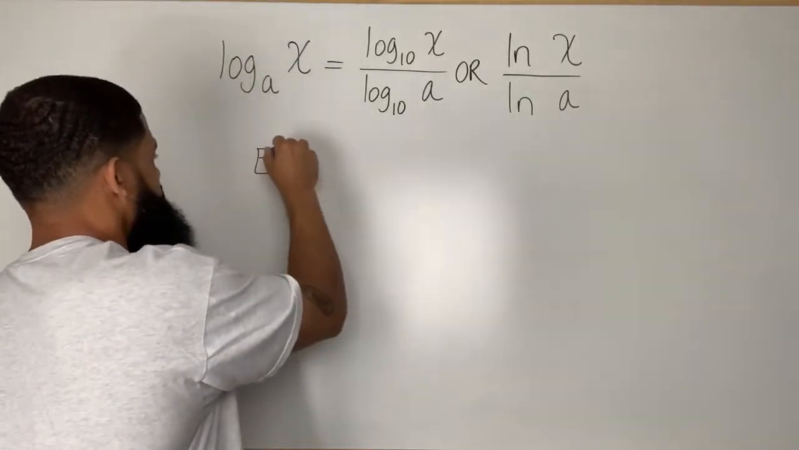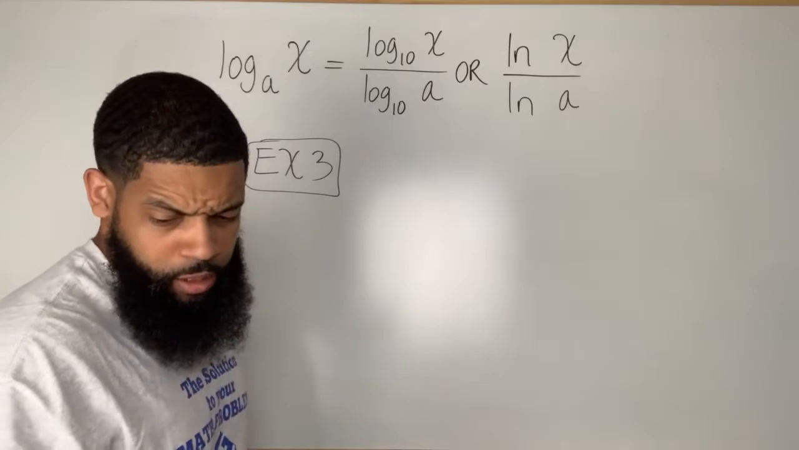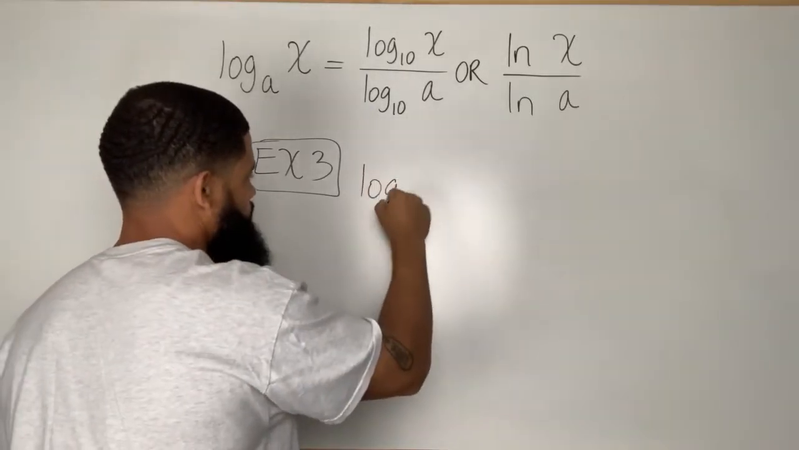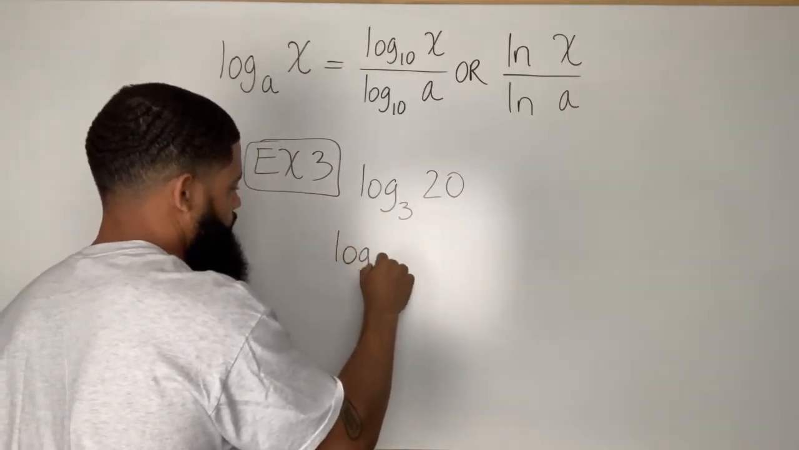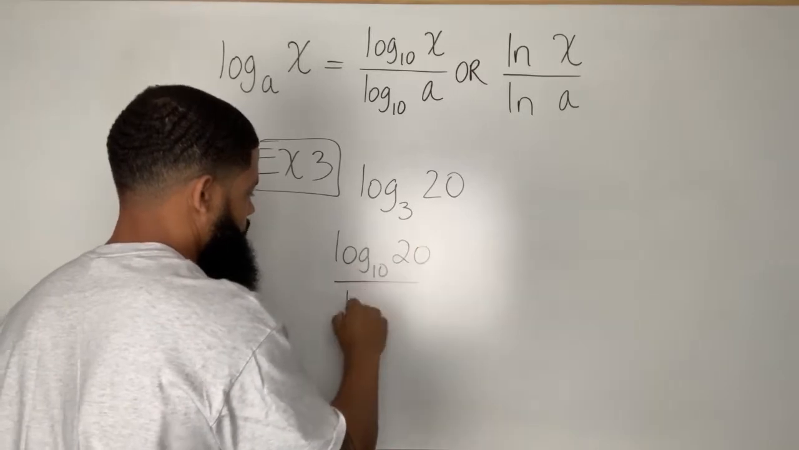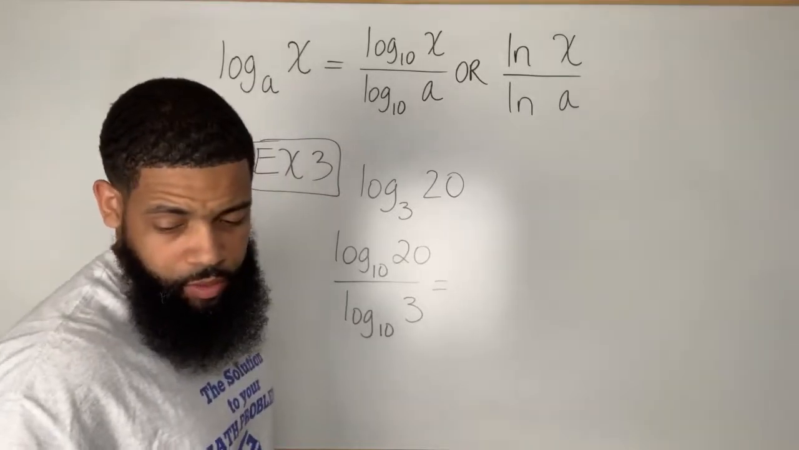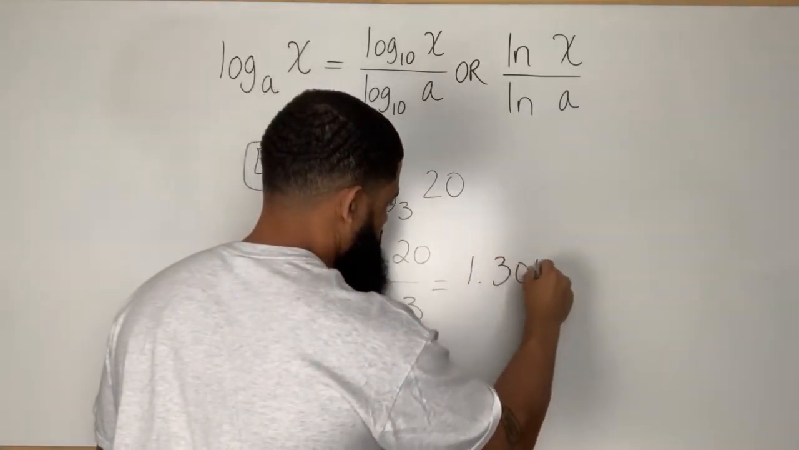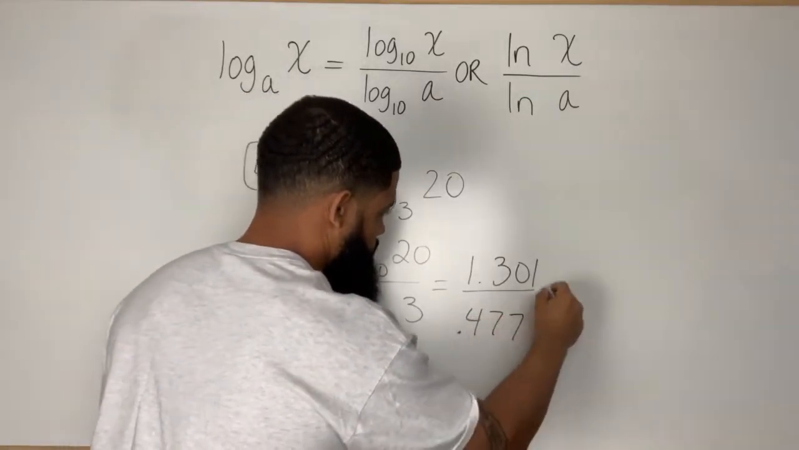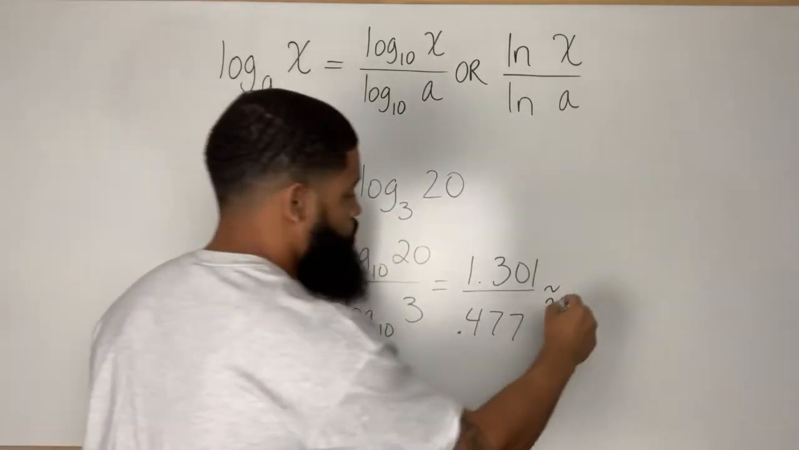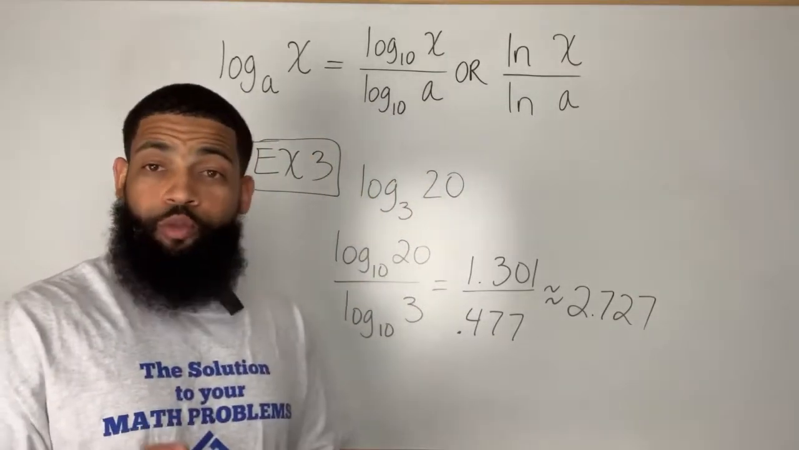So if I have example 3, or as I like to say, example tree, log base 3 of 20. And according to this rule, I'll say log base 10 of 20 divided by log base 10 of 3. All right. Now this is going to give me 1.301 divided by 0.477, which is approximately 2.727. All right. But I want to show you an alternate route.